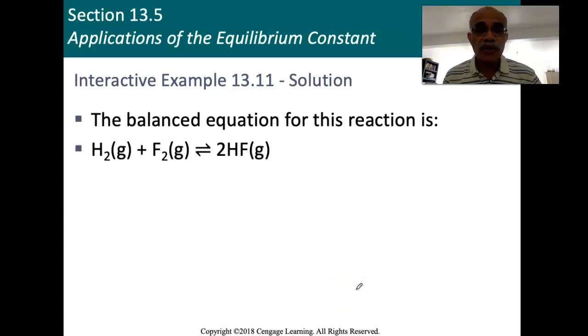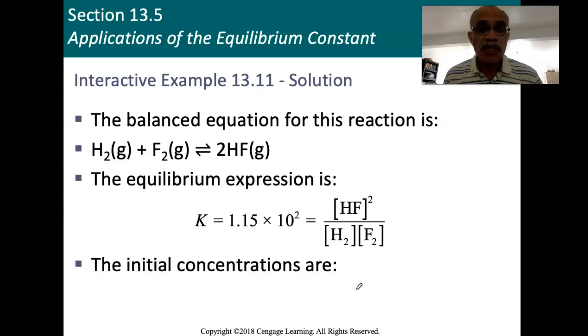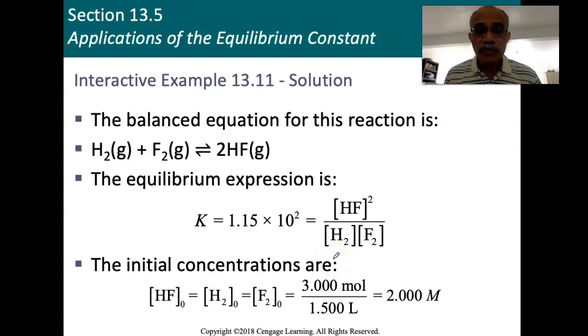So we write the chemical equation. That's the equation, and notice the stoichiometry there. Now we find the equilibrium expression. K is this. So 1.15 times 10 to the power of 2 is equal to the concentration of HF squared over the product of these two concentrations. Now, the initial concentrations are 3 moles of each of these, mixed into a 1.5 liter flask. So, in other words, these are all the concentrations they were at the start.